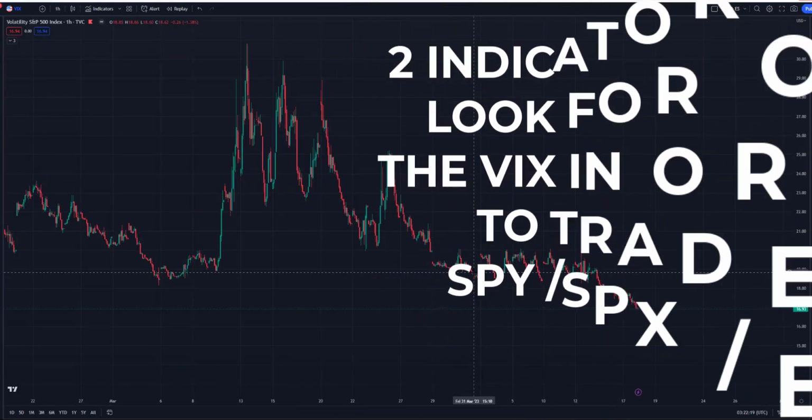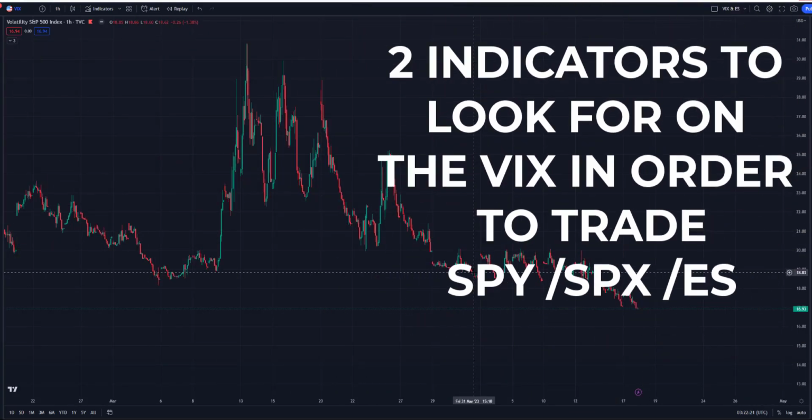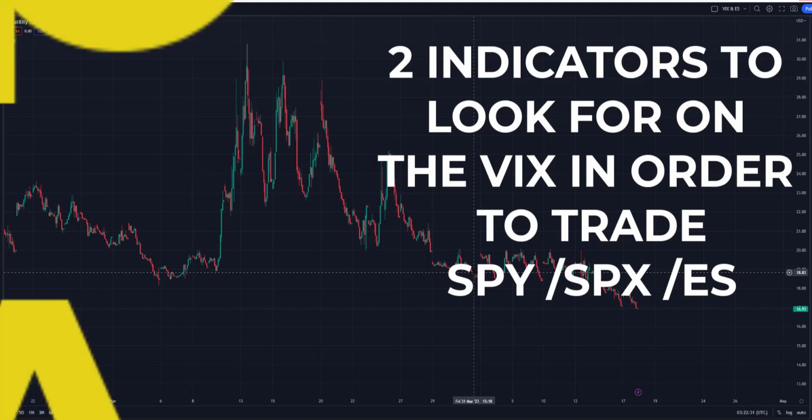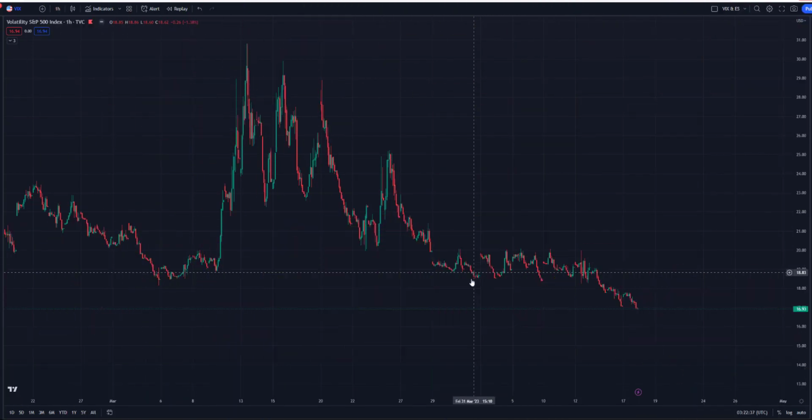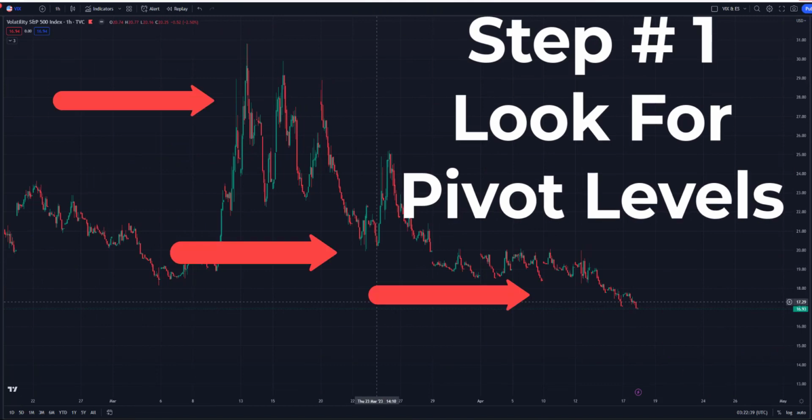All right, let's go over two setups, two things that I look for when I'm trading the VIX. I can also trade the VIX, but when I'm trading SPY, when I'm trading ES, when I'm trading the market, what am I looking for to get those monster moves? We're talking 5 and 10X moves. What am I looking for? The first thing I'm going to be looking for are my pivot levels.